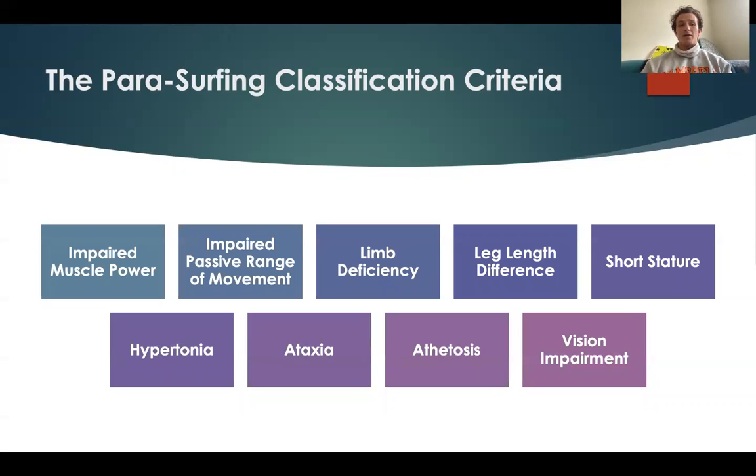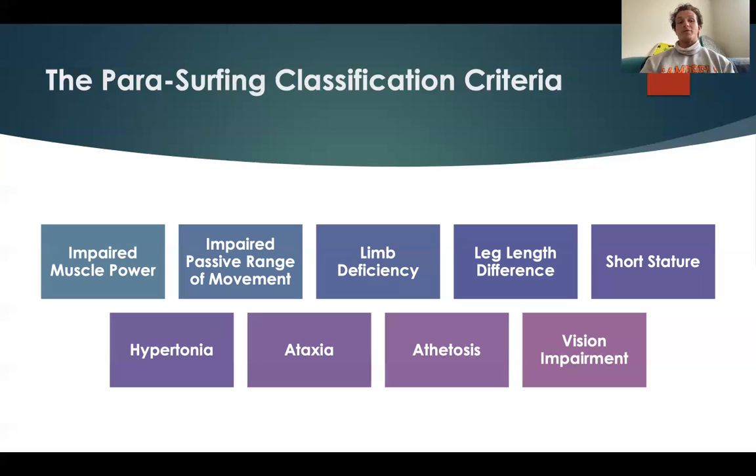Next, we have impaired passive range of motion. Surfers with impaired range of motion have a lack or a restriction of passive motion in one or more joints. Examples can include, I think it's arthrogryposis. You can correct me on that, and contracture resulting from chronic joint immobilization or trauma affecting a joint. It could be either or.